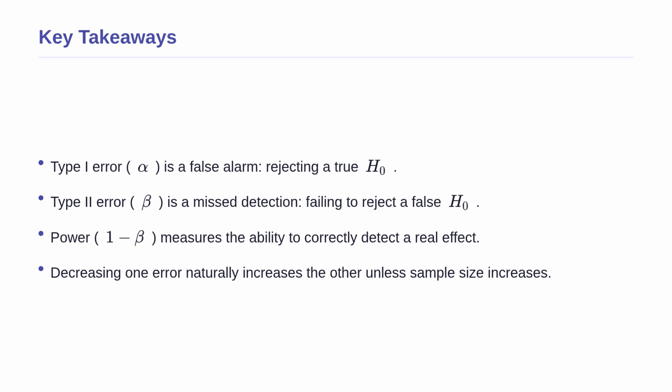Finally, alpha and beta have an inverse relationship. Decreasing one naturally increases the other unless you gather more data. Understanding this balance is critical for making safe, data-driven decisions in the real world.